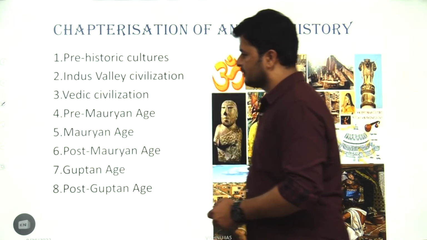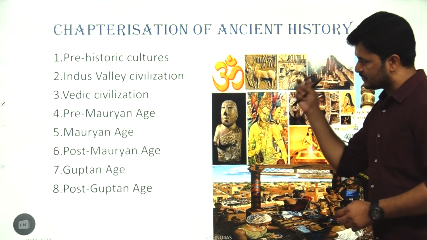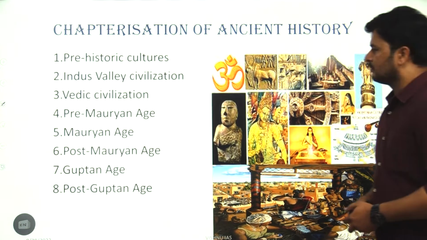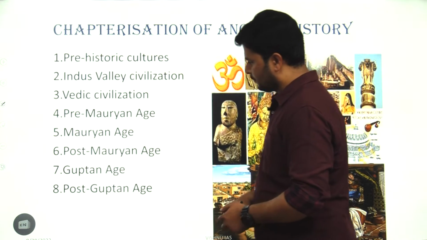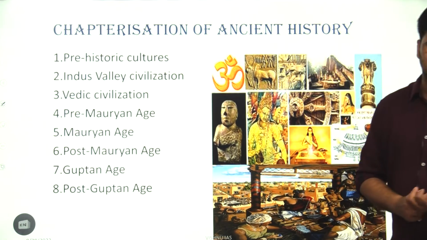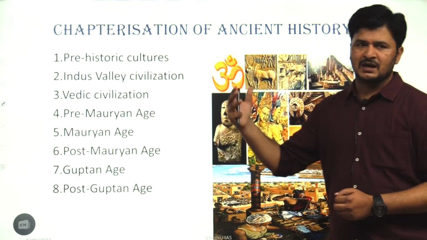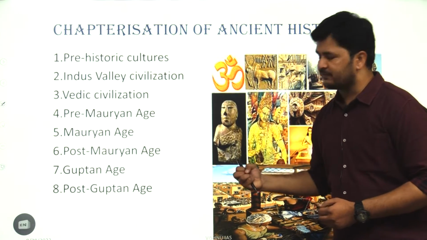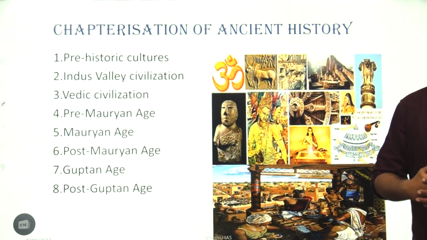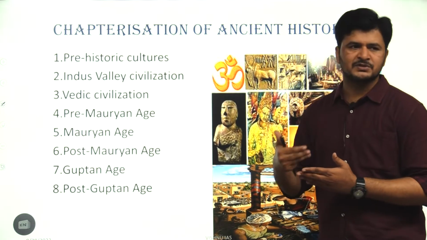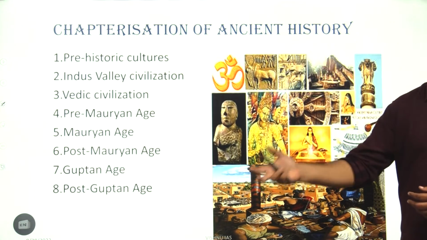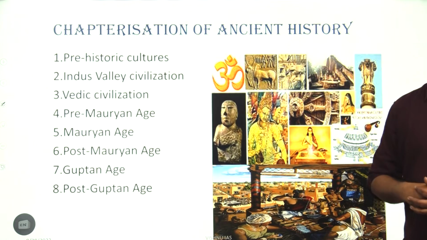In fact, these are the chapters in the previous sessions we have learned. That is chapterization: prehistoric cultures, Indus Valley civilization, followed by Vedic civilization, pre-Mauryan age, post-Mauryan age, Guptan age, and post-Guptan age. So the syllabus is organized in a way which is meant for competitive exams, be it the syllabus of UPSC general studies prelims and mains, or group 1 and group 2 services, including SI and PC. Whatever exam you write follows this.